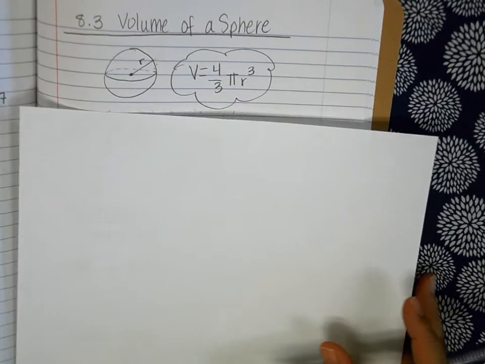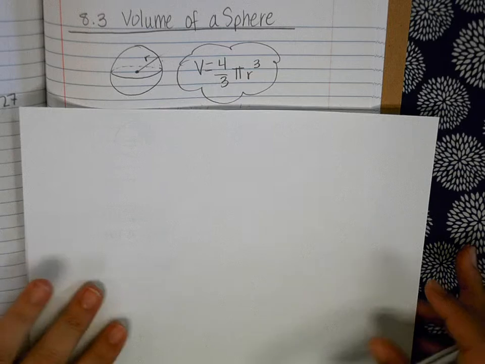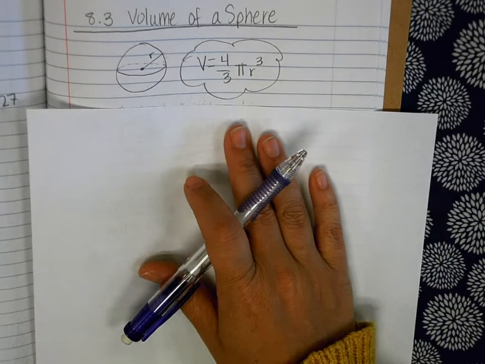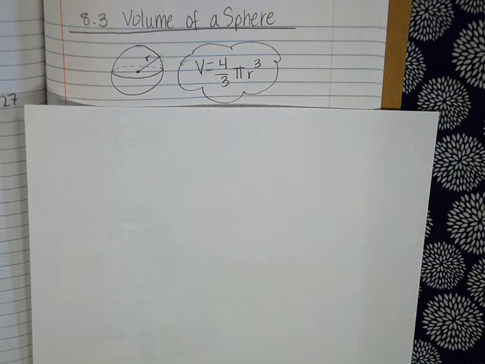Volume of a sphere. This is the last section of chapter 8 that I'll teach you. This formula is a little bit different. We don't have a height in a sphere, so we're getting rid of the height, but we still have the radius.